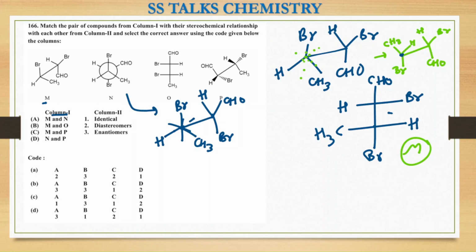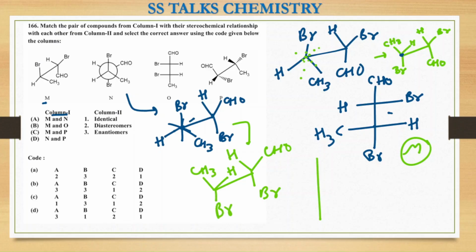We will be getting this, let me change the color. So we will be getting this one, where CHO, hydrogen and Br will be present. Here this hydrogen will shift over here, methyl over here and this is going to be Br. Now into the Fischer projection we can have it.